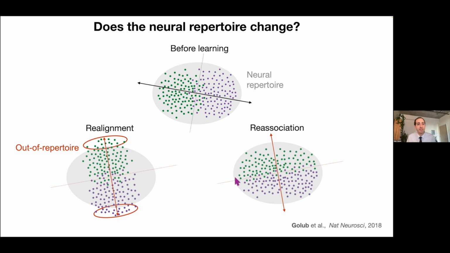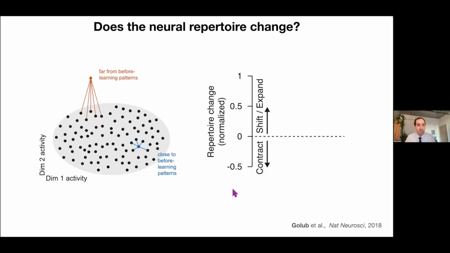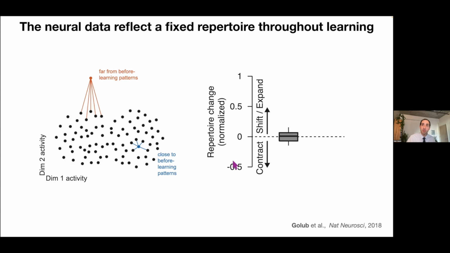To begin testing these hypotheses, we looked for this concept of repertoire change in the data. To do this, we devised a repertoire change metric based on nearest neighbor distances to activity patterns in the before learning repertoire, in the before learning data. We normalized this so that a value of 0 indicates no repertoire change, which you would find for this blue activity pattern, which looks like it's just in this repertoire. And a positive value would be found for out of repertoire activity patterns like this red pattern. When we did this computation on the neural data, looking at the neural activity patterns that the animal produced after learning these mappings and comparing that data to the before learning repertoire, we found that the data indicate no change in the neural repertoire after learning.